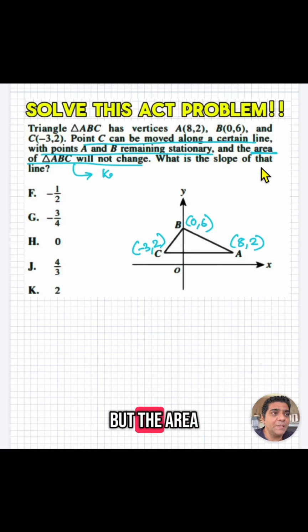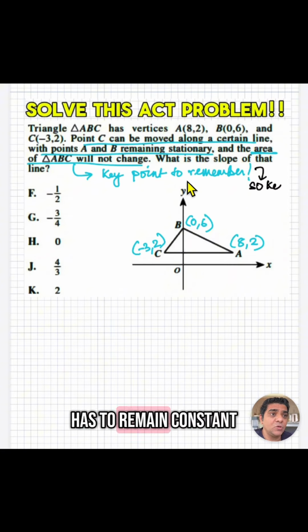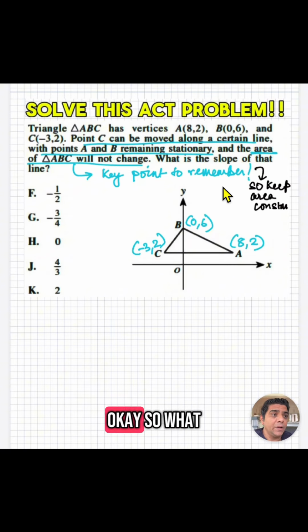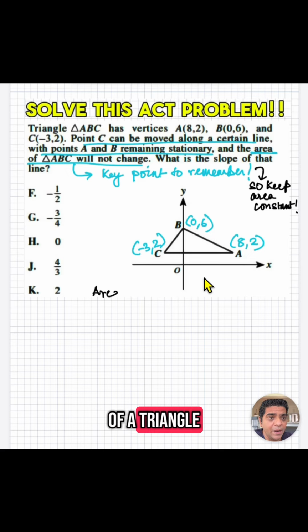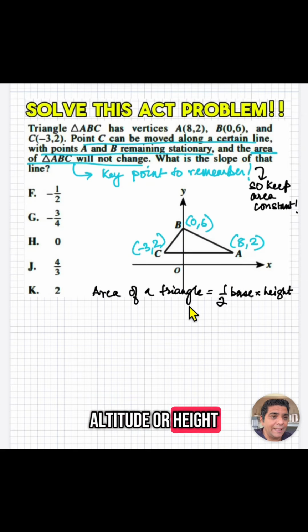That means they don't move, but the area of triangle ABC will not change. That's the key point for us to remember here, that the area has to remain constant. So the area of a triangle is equal to half base times altitude, or height.